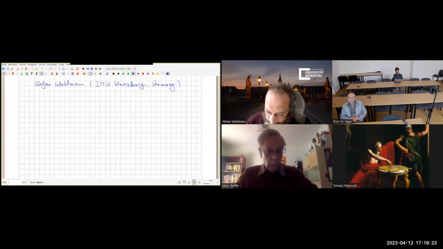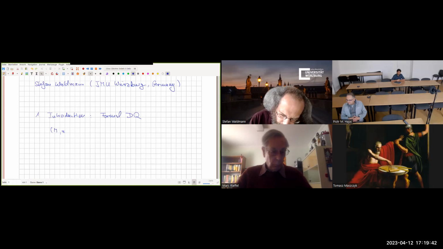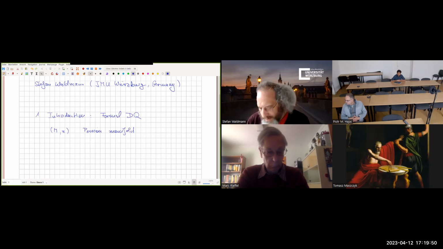So let me start with my first kind of introduction to formal deformation quantization. So what is that all about? The setting is one starts with a manifold and a Poisson structure. So that's a Poisson manifold. And what does a Poisson structure mean? That simply means we have a Poisson bracket for the algebra of smooth functions on M.